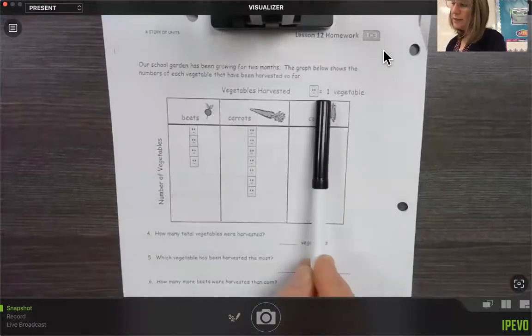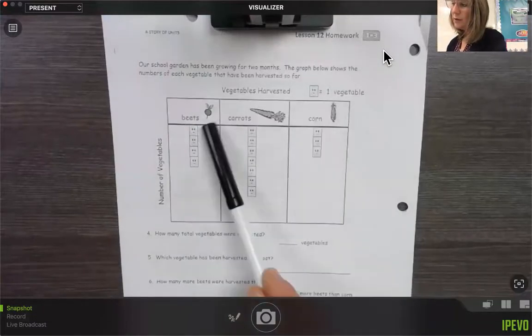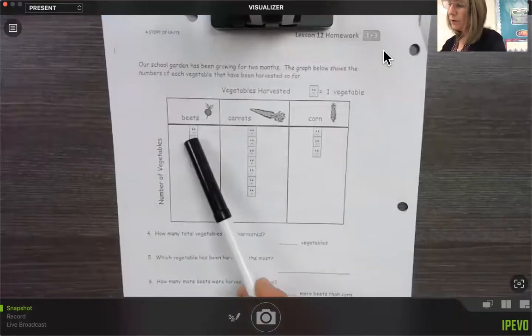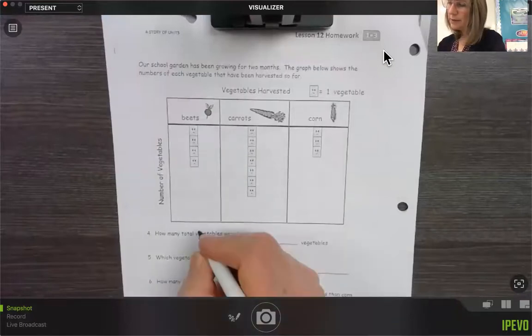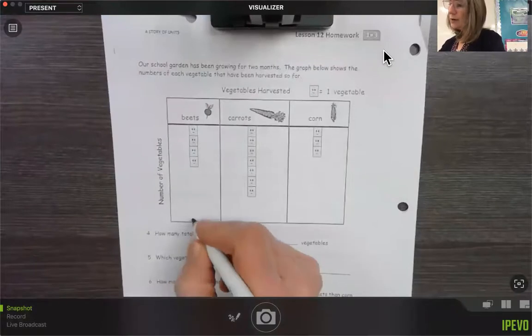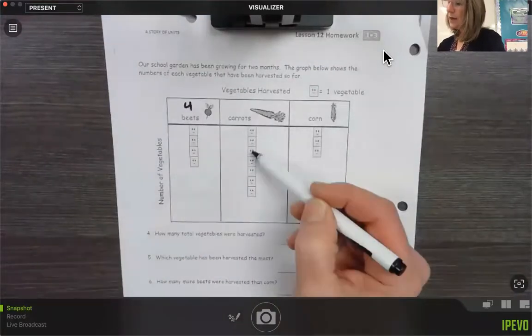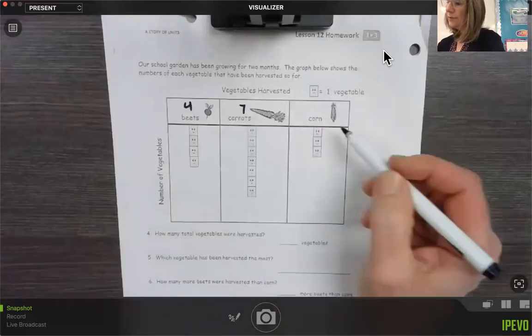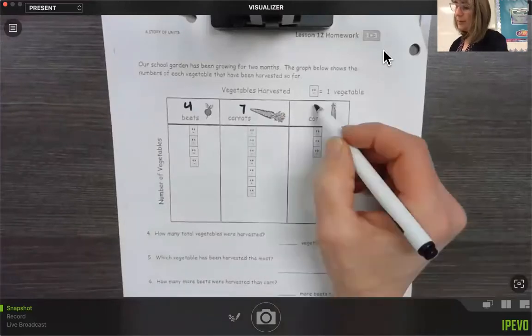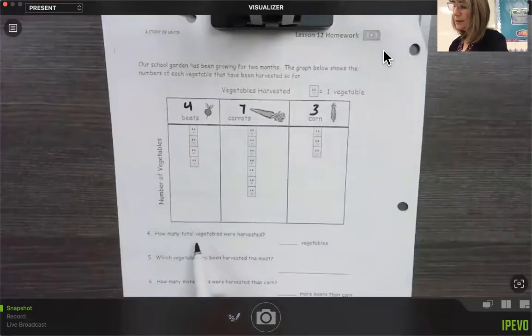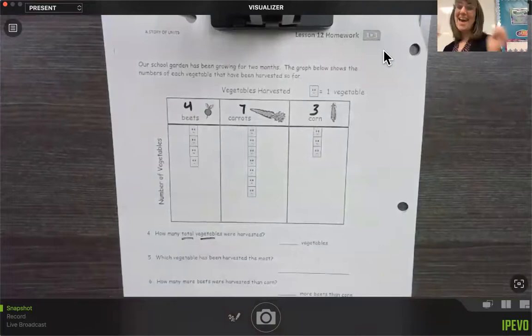So under beets, they made squares, and they made 1, 2, 3, 4 beets. Let's just put it up here, 4. Carrots, 1, 2, 3, 4, 5, 6, 7. Corn, 1, 2, 3. Okay, how many total vegetables were harvested? Total vegetables. When I hear total, what do I think? Adding. Add all of them together because it says how many total vegetables.